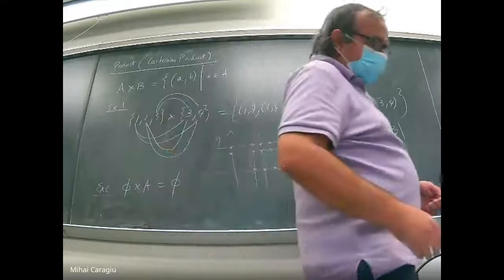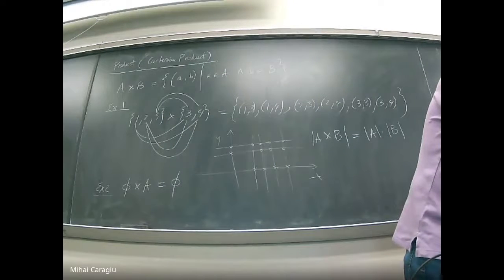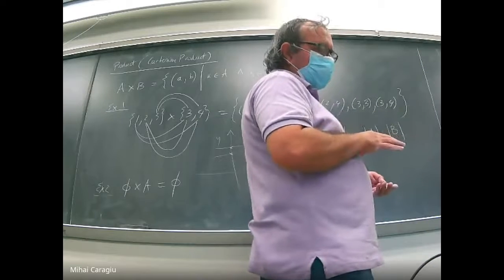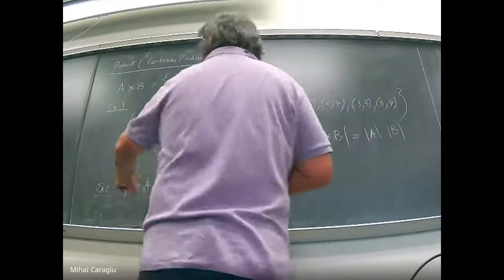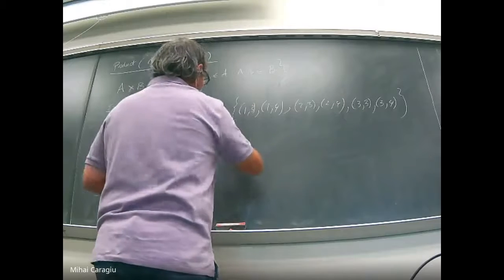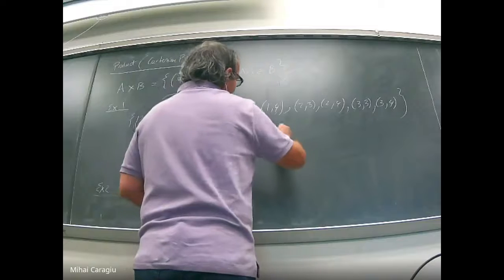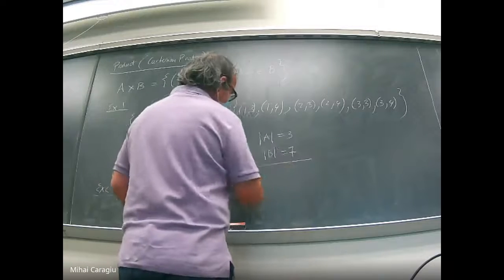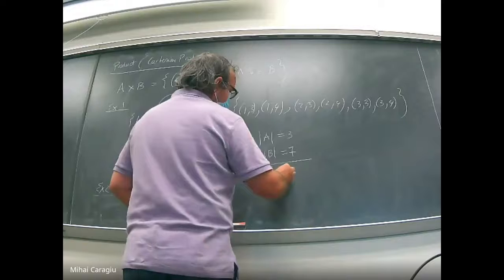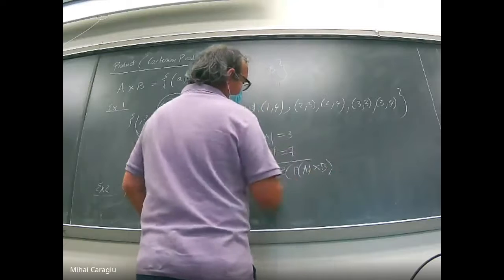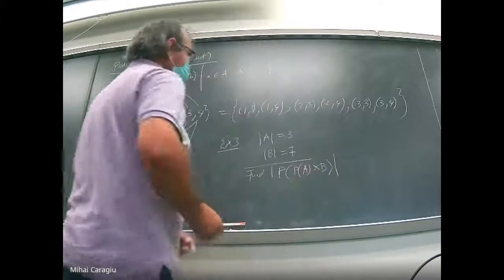Okay, so let's solve a homework type problem, which combines calculations involving power set and Cartesian product. Let's call it exercise 3. The number of elements of A, let's say, is 3. The number of elements of B is 7. These are given. So let's find the number of elements in the power set of A cross B.